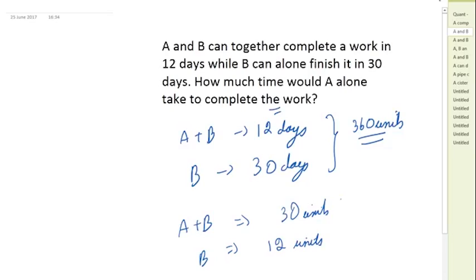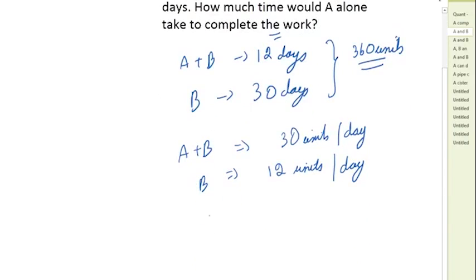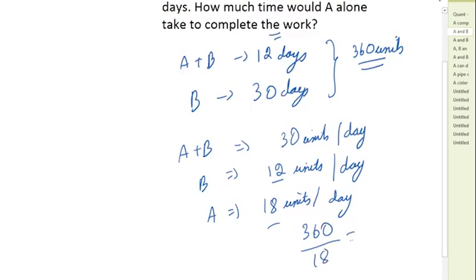Okay. So A plus B, the work done per day is 30 units. When B works alone, the work done is 12 units. So when A works, how much work will he do? 30 minus 12 or 18 units per day, right? Because this is additive. So if combined they do 30 units and B does 12, A does 18 units per day. So if he had worked alone, he would have done 18 units. So to do 360 units, he would have taken 360 by 18 or 20 days to complete the work.